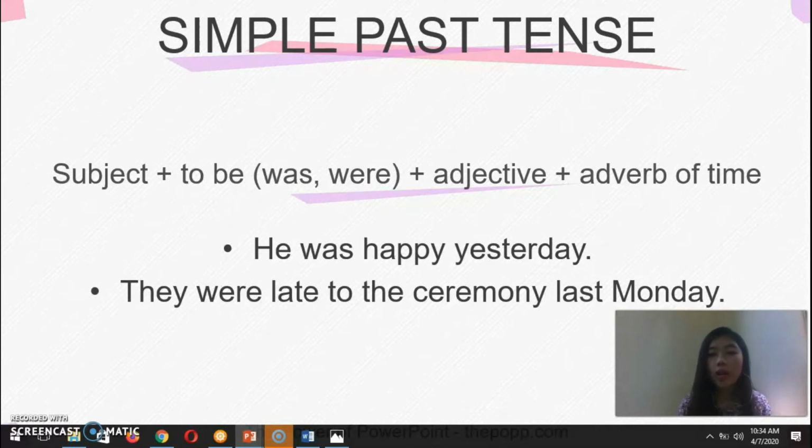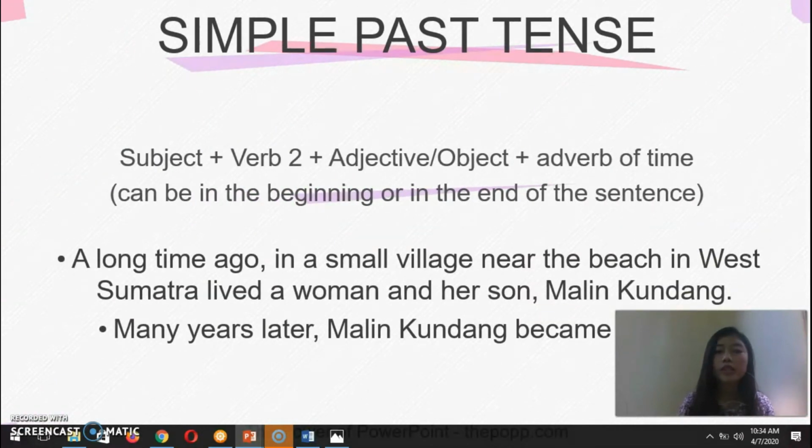There's still another one. It is subject plus verb to, as Roma's group identified earlier. So they use verb to. For example, verb to is the second type of verb. When it is drink, it became what? Yes, Tasha? Drank. That's right. So subject plus verb to, and then followed by adjective or object, and then adverb of time. The adverb of time can be in the beginning or in the end of the sentence. For example, a long time ago, in a small village near the beach in West Sumatra, lived a woman and her son, Malin Kundang.